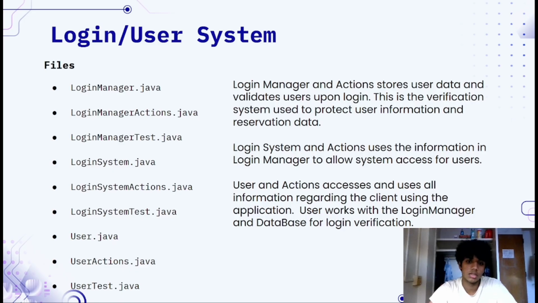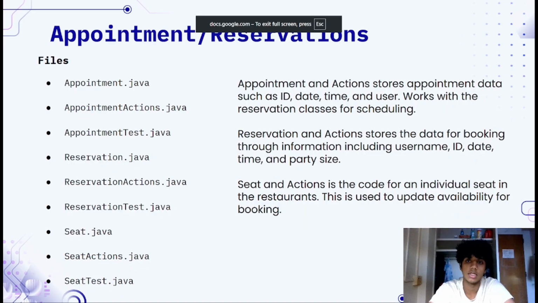The heart of our system is the reservation and appointment management, which we've implemented through three interconnected classes. Appointment and appointment actions handle the core booking data. Each appointment object stores an auto-generated ID, the date and the time of the reservation, and the username of who made it. We've designed appointments to be immutable once created, preventing accidental modifications that could cause confusion.